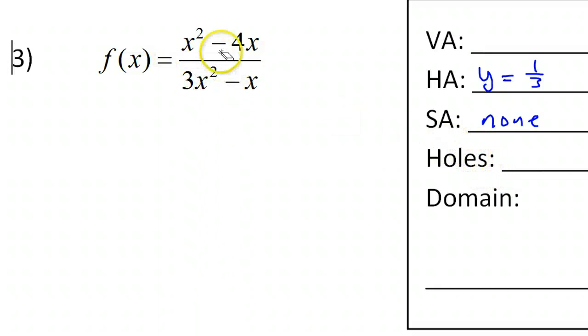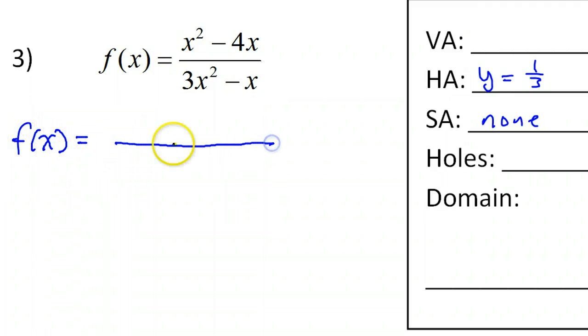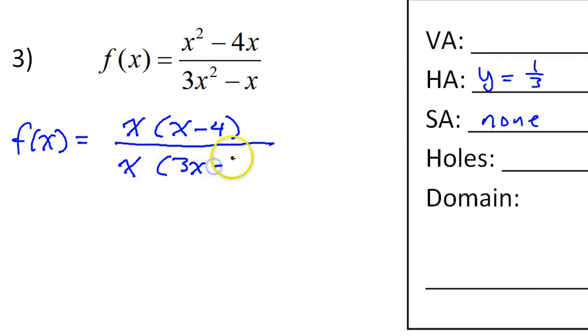For that, we need to factor and see if anything cancels out. If I factor the numerator, I see a common factor here. So I've got f of x equals. So the numerator is going to factor as x times x minus 4. We also have a GCF down here of x. So that's going to give me x times 3x minus 1.